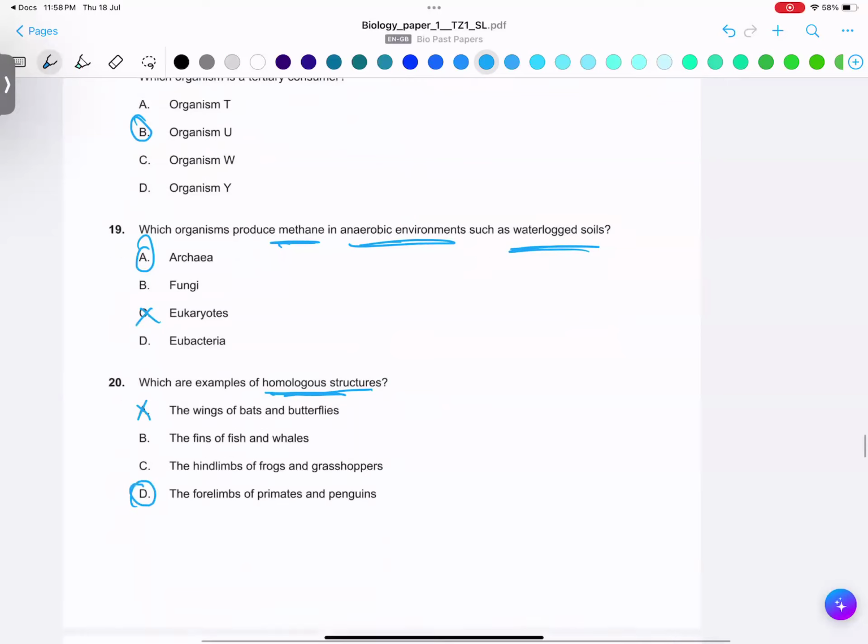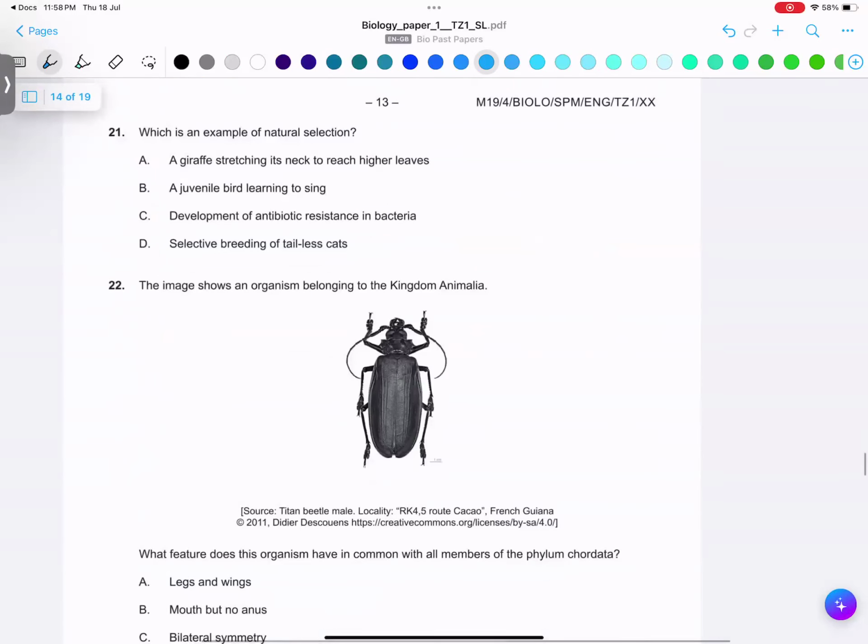For question 21, what's an example of natural selection? I've said it in many of my other videos, but basically it's survival of the fittest. It's when the organism with the features that help it best adapt to the environment surrounding it is selected. This is how natural selection takes place, because its features are most aligned with nature, so it has the most advantages. So let's look at our answers.